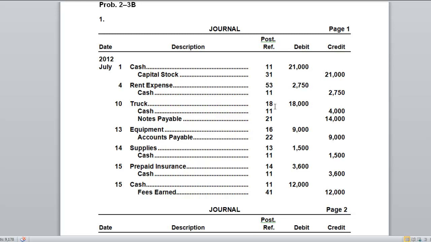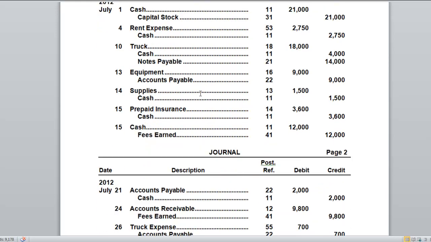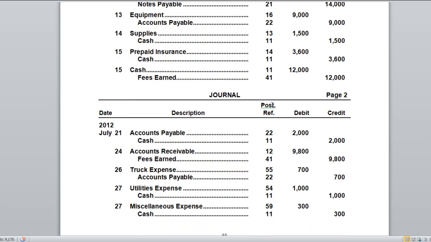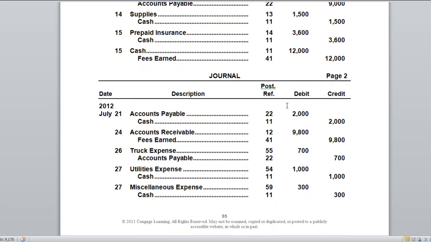Now keep in mind we leave this blank at this point, and once we've gone through and made all of our entries, feel free to pause the video and take a look at every single journal entry that we've made here. You should be pretty good at knowing how to make these entries at this point. But we've gone through here as each transaction occurred. We recorded it. We used the proper date.